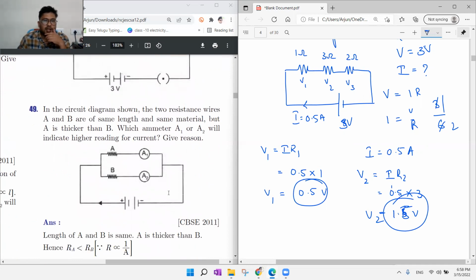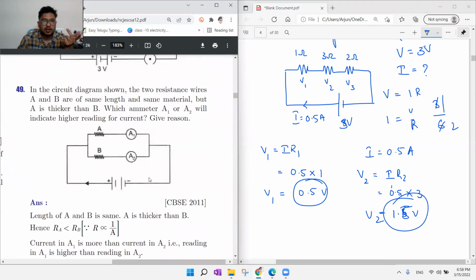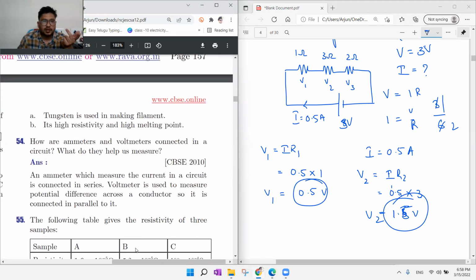Next, in the 49th question, they are asking the same question. The same 2011 question they have asked, it is repeated here. Leave it.